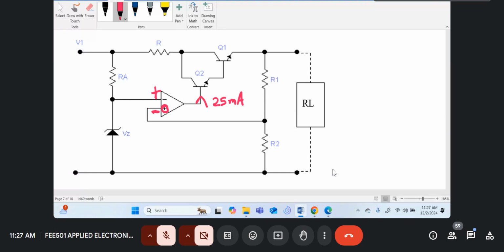Okay, so most of those power supplies, they've got a limit as to how much current they give. So for example, if the maximum current of your power supply is rated at 5 amps, so that is 5,000 milliamps.